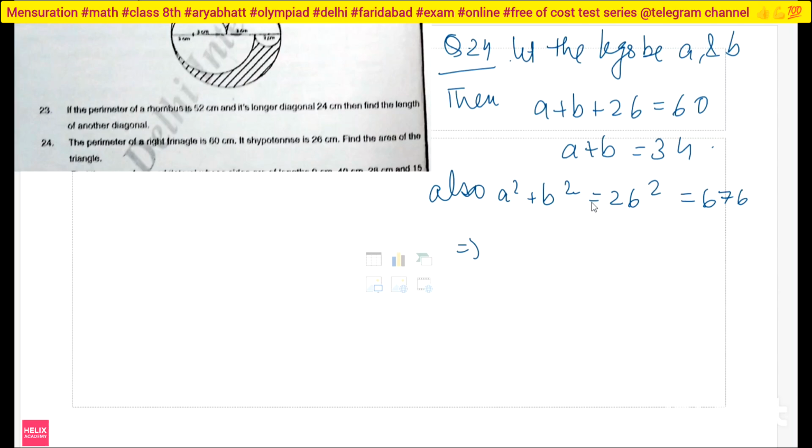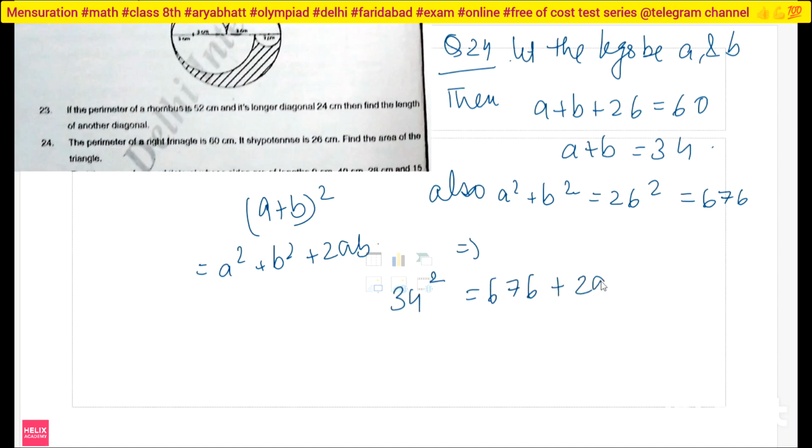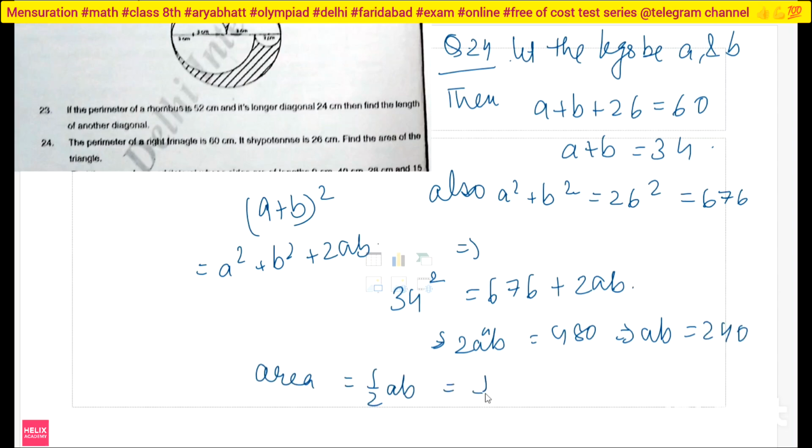I know the identity that (A plus B) whole square is equal to A square plus B square plus 2AB, right? I know this thing. So I am using this over here, and what I will get, 34 square is equal to 676 plus 2AB. Okay, so what I will get, beta, solve it. See, 2AB is equal to 480. Okay, so this implies that AB is equal to nothing but 240. And area I know is half AB. So 1 upon 2 into 240 is equal to 120 centimeter square.